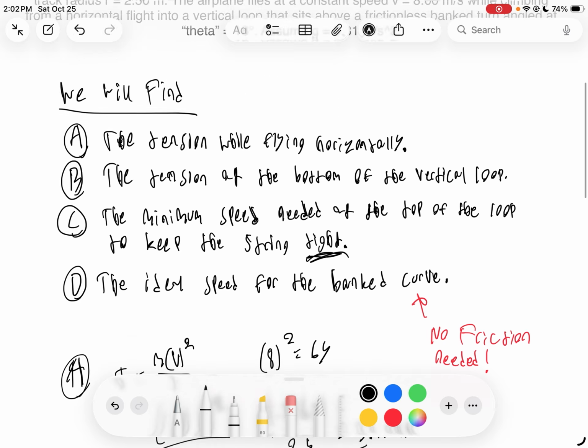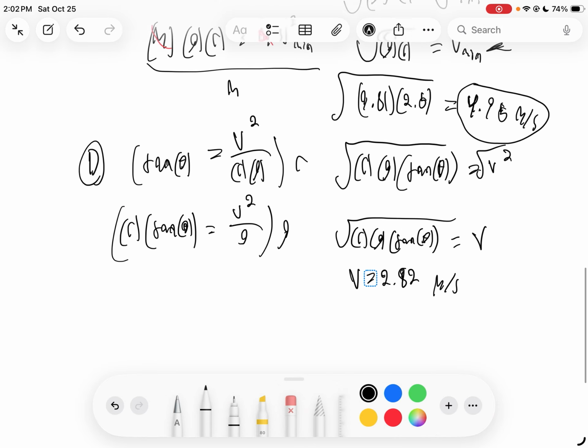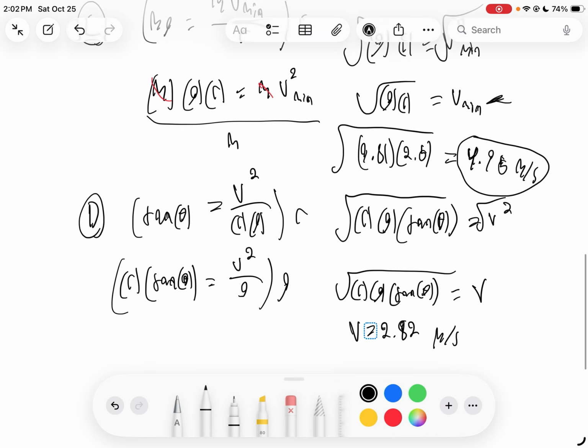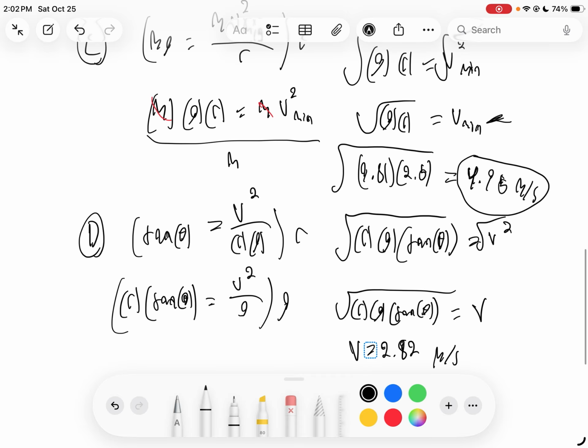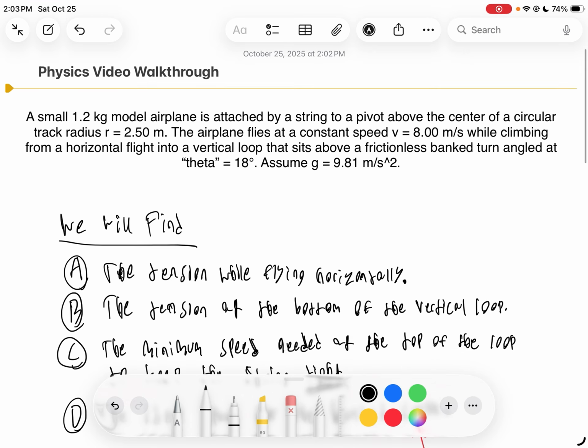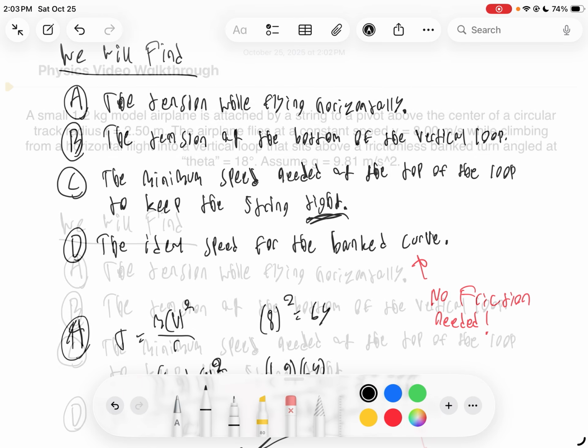So pretty much this covers the main core topics involved with circular motion. So hopefully this helps.